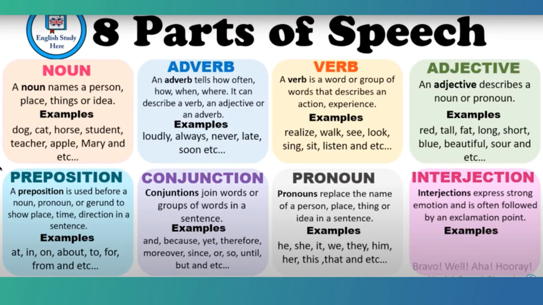So we're going to start off with one of the building blocks of all sentences, and that is the noun. So a noun is a person, place, thing, or idea. So dog, cat, horse, student, teacher, apple, Mary, etc. They can be singular or plural, meaning one or more than one. But the trick is that you can also have nouns that are basically describing things that are not things you can touch necessarily, like love, for example, or color, prejudice.